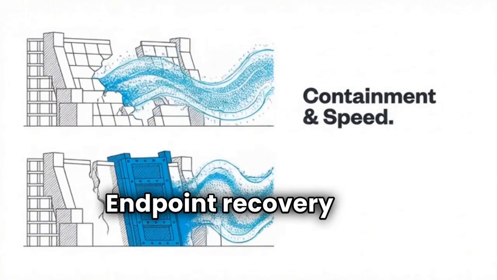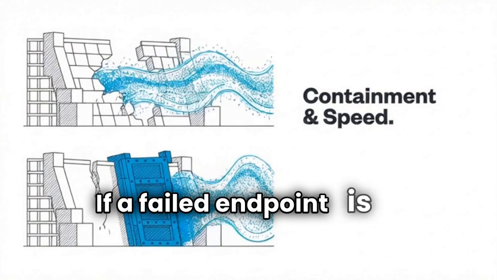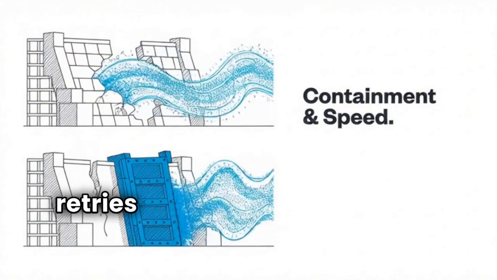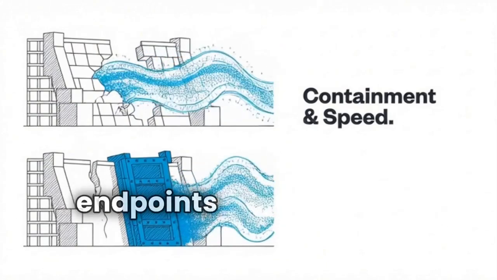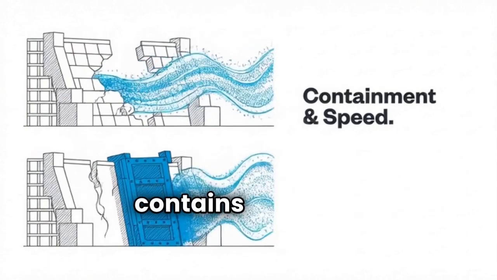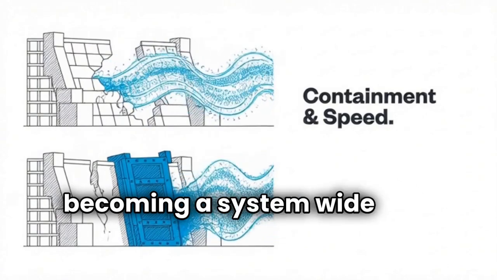Endpoint recovery also limits failure propagation. If a failed endpoint is not recovered or replaced quickly, traffic may pile up, retries may increase, and other endpoints may degrade. Good recovery behavior contains damage. It stops a local problem from becoming a system-wide one.